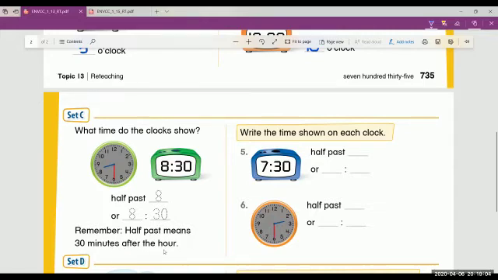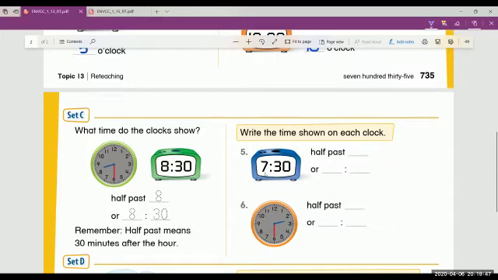Okay? So here when the long hand, or the minute hand, is pointing to 6, we write 30 in the minutes. Again, when the minute hand is pointing to 6, we write 30. And how do we read it? We say 8:30. Now here, write the time shown on each clock.